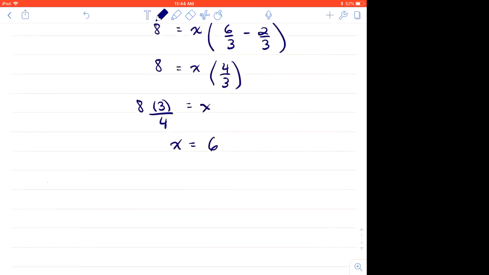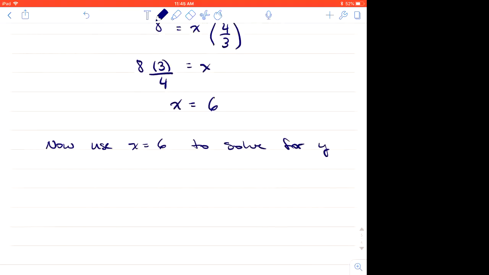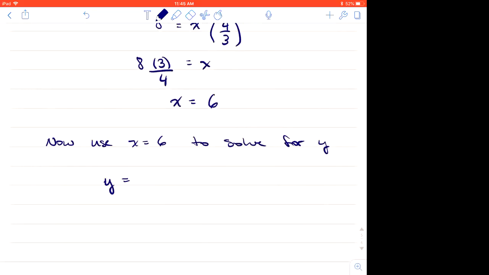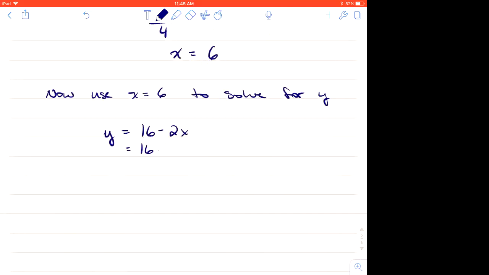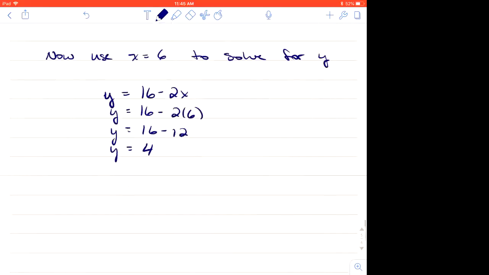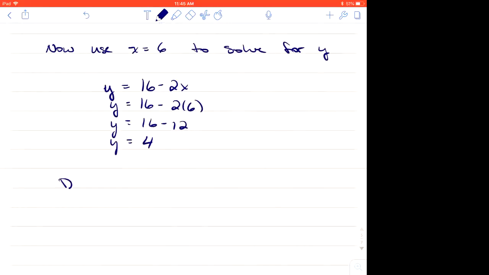So now, use x equals 6 to solve for y. You can use either one of these equations, but I'm going to use the easiest one, y equals 16 minus 2x. 16 minus 2 times 6, 16 minus 12. So D is at x equals 6, y equals 4.